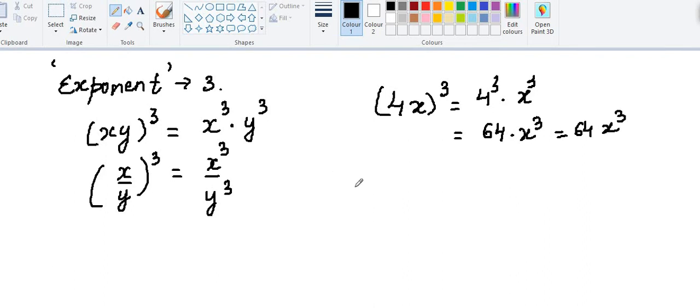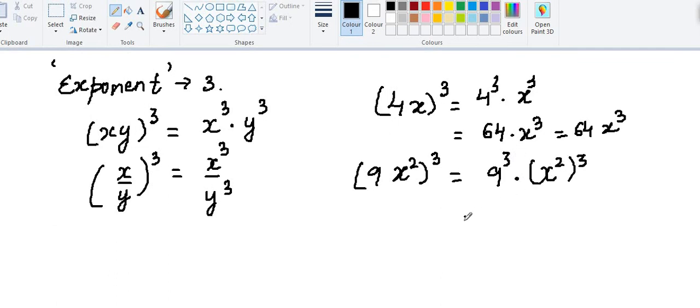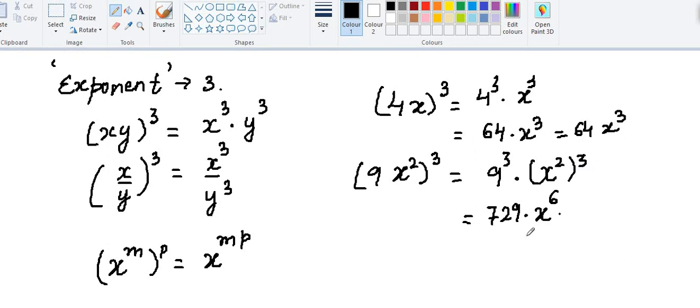But what if I ask you what is 9x square whole cube? So here I will have to write 9 cube and x square whole cube. That is 729 x raised to power 6. See here, this is the rule of exponent where x raised to power m whole raised to power p, the powers will be multiplied. So it is mp. In the same way, x raised to power 2 whole raised to power 3 means x raised to power 6.